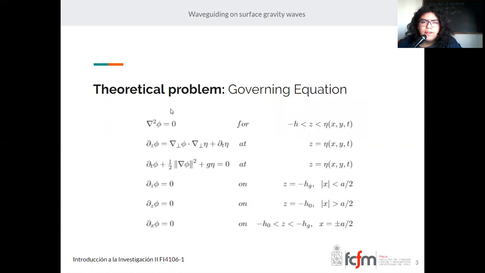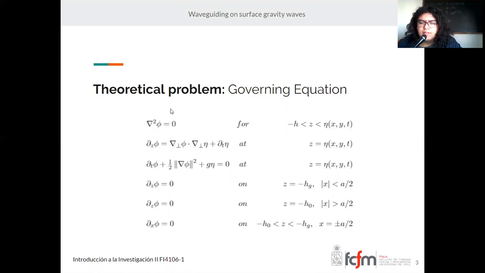So here's the governing equation for my problem. It looks very complicated, but now I will try to explain it. We have to keep in mind that here we have two variables that we are looking for. The first one is phi, which represents the velocity potential for the water, and eta, which is the water surface, the displacement from the equilibrium of the surface of the water. So we have these two variables that we are looking for, and all the others are parameters.